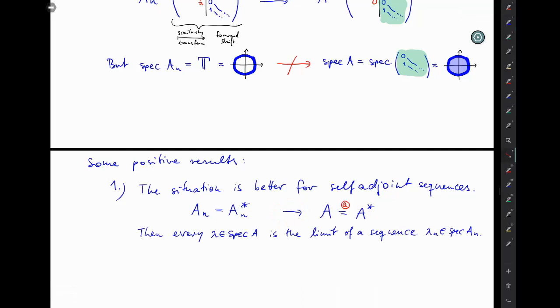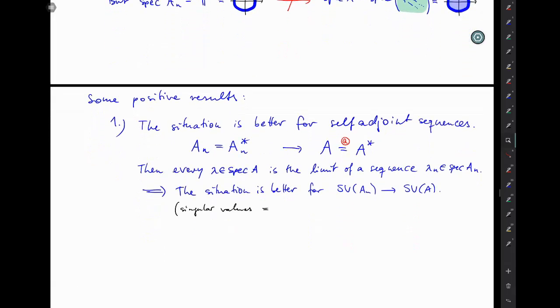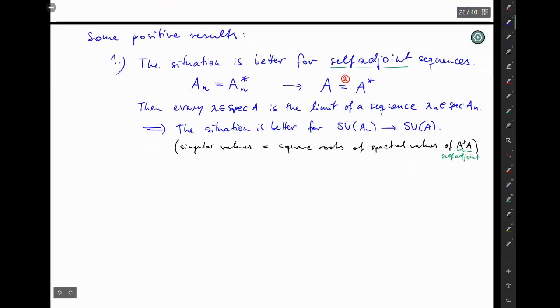As a consequence, the situation is better when you're interested in singular values rather than spectral values, because singular values are the square roots of spectral values of A star A, which is self-adjoint. Here's another positive result.